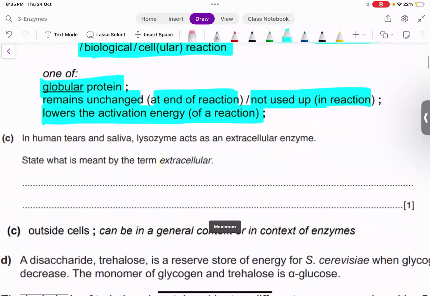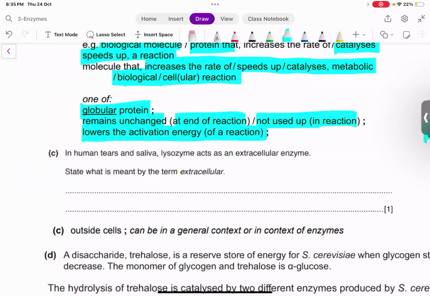As we discussed earlier, there are two types of enzymes. There are extracellular, meaning enzymes that work outside the cells, and there are intracellular that work inside the cell. So you should know some examples of the enzymes that work inside the cell or that work outside the cell. So this is an example. In human tears and saliva, lysozyme acts as an extracellular enzyme.